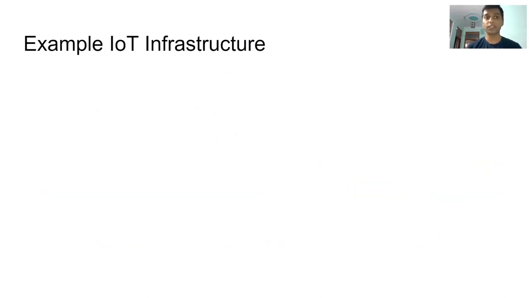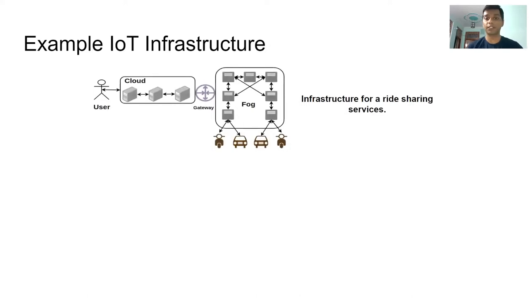Okay, so here is an example IoT infrastructure for a ride sharing service. Here in the bottommost layer, we have different vehicles that are connected to the fog devices that are spread across the city. These devices are then connected to the cloud data center via a gateway. Users access different kinds of services that are provided by this company via the cloud. And all of these different kinds of services provided to the user have different kinds of SLA objectives.